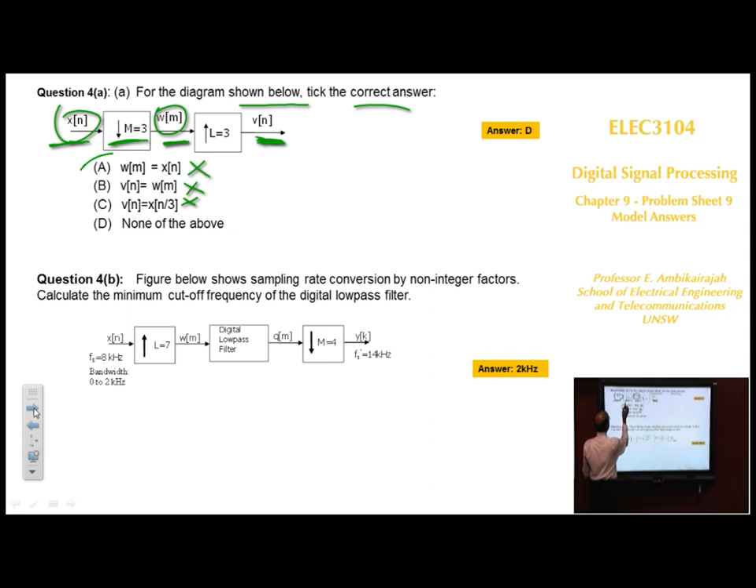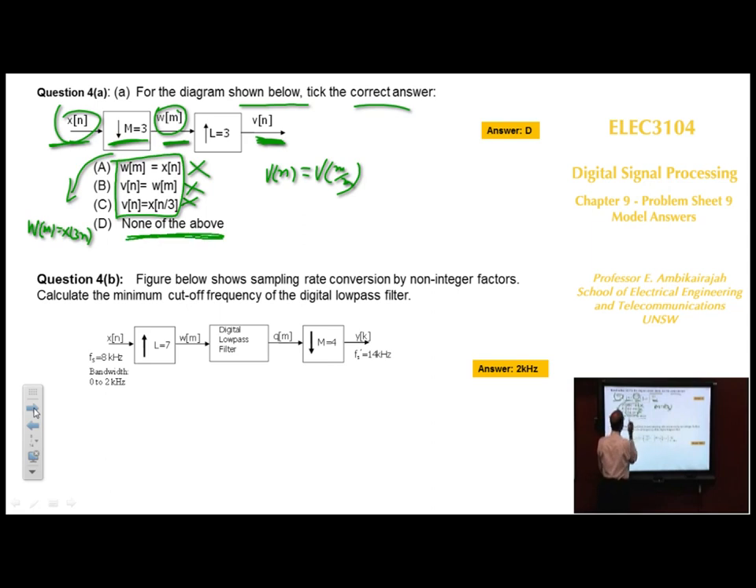So what happened is we know here Wm is equal to x of 3n, right? Every third one. And here Vn is equal to Vm over 2, right? Mo3. Yeah. So these equations are completely wrong. Therefore, that should be the answer for this. So the answer is B.